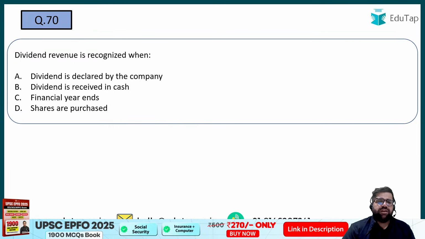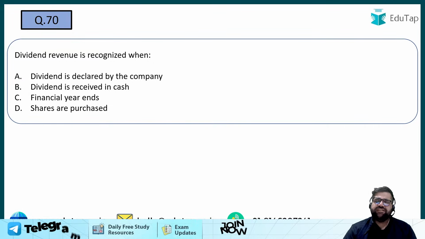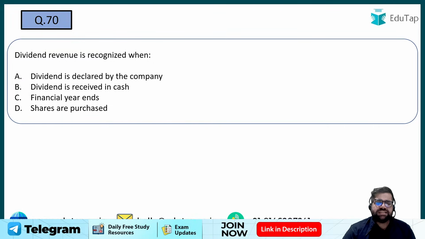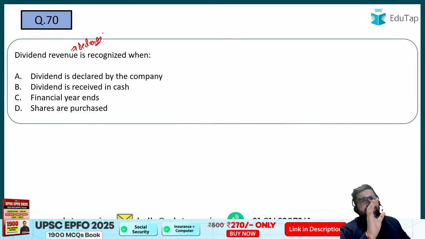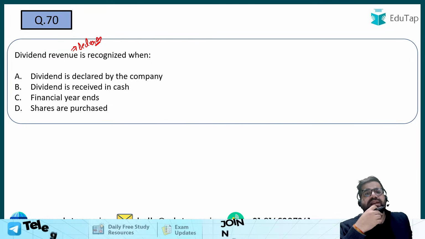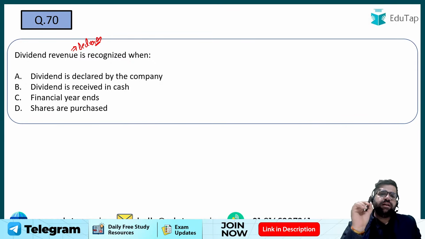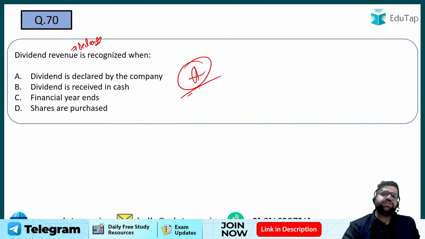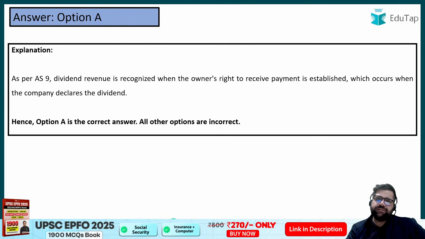70. Dividend revenue is recognized when the dividend is declared by the company, the dividend is received in cash, the financial year ends, or shares are purchased. Dividends are always recognized when the company declares them. Because once the company has declared it, you will surely receive it. Once the company has declared it, the company cannot go back on it. Right? So whenever the company declares it, you have to recognize the revenue on that particular date itself. Therefore, my answer to this question will be option A. Right? Dividend declared by the company will be the right answer.